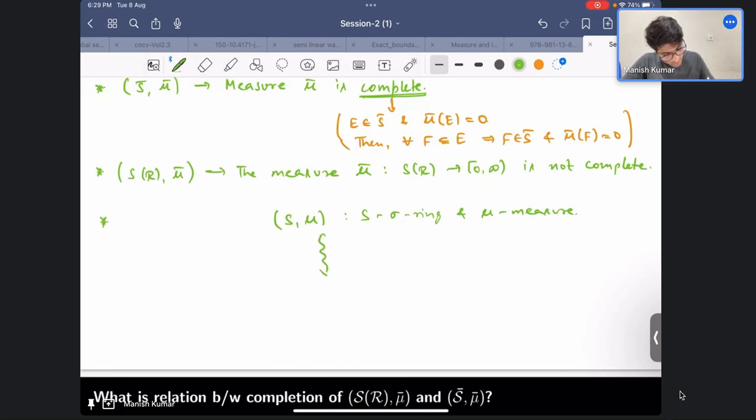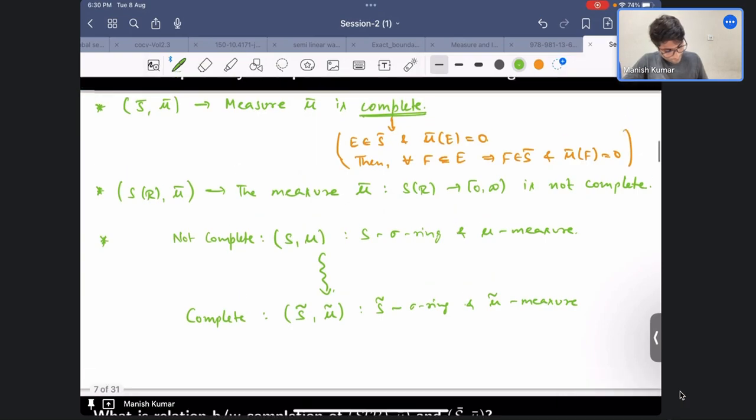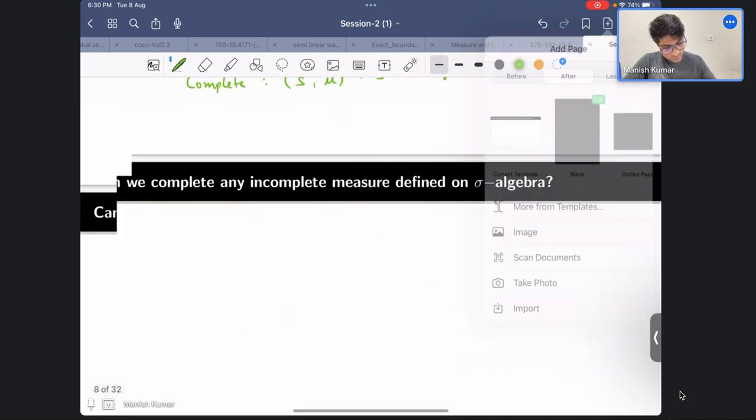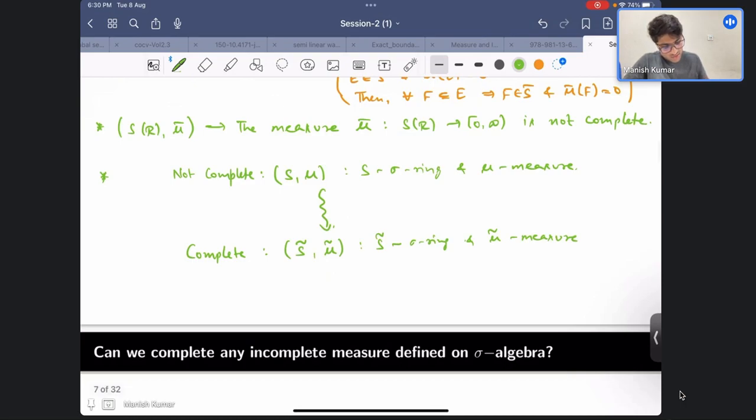Now from here, can you construct some S bar? Let's not write S bar, but S tilde and mu tilde. So S tilde is again a sigma ring, and mu tilde is a measure on that, and this is complete, whereas the original is not complete. This is the question: can we do so? And you have seen that yes, you can do so.